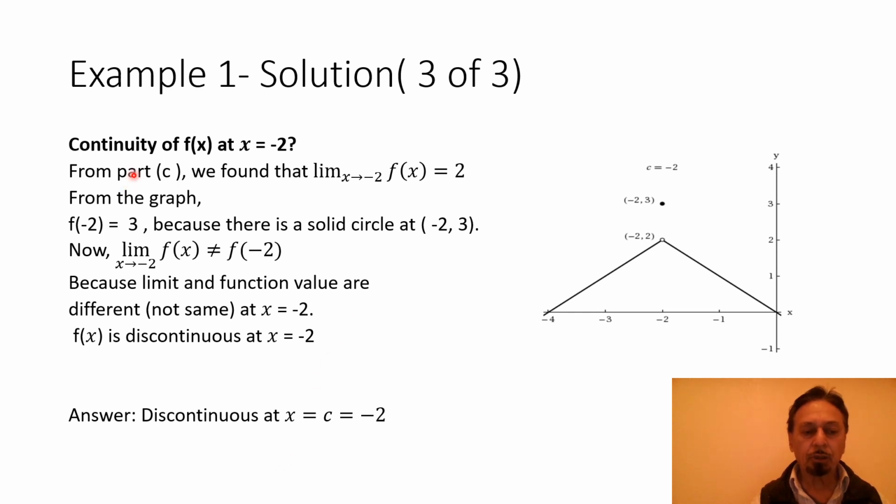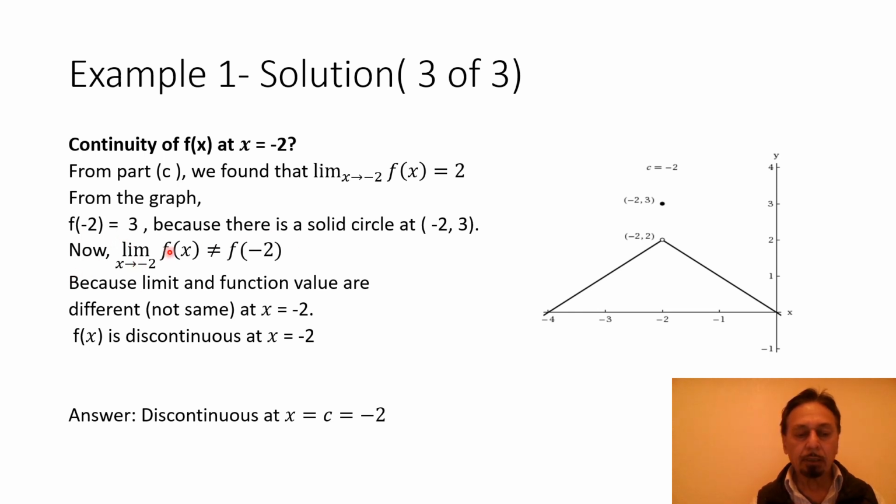So now we're going to check continuity of f of x at x equal to negative 2. From part C, we found that the limit of f of x as x approaches negative 2 is 2. Now let's find the value of the function at negative 2. Let's locate negative 2 and go up: you pass through the open circle and you hit a solid circle. The coordinates of this point are negative 2 and 3, so the y value is 3, or you can say the function value is 3. So we conclude that f of negative 2 is 3.